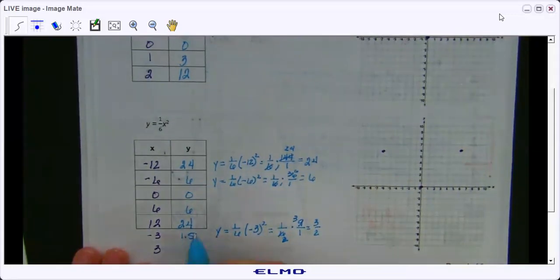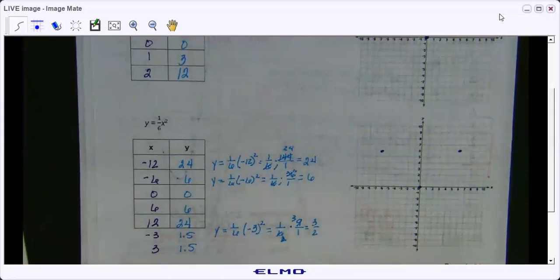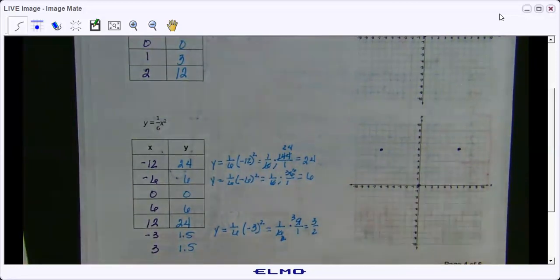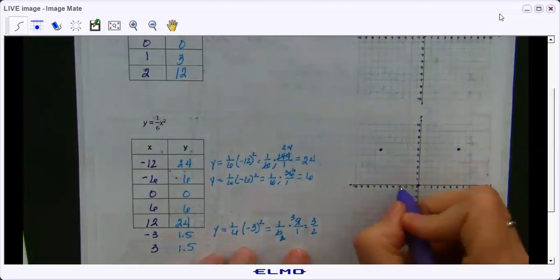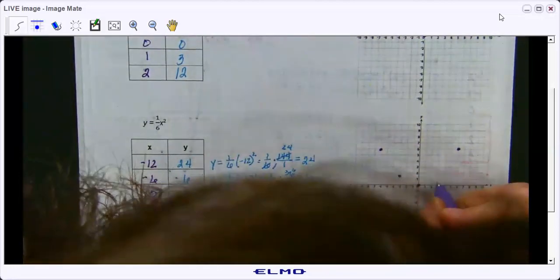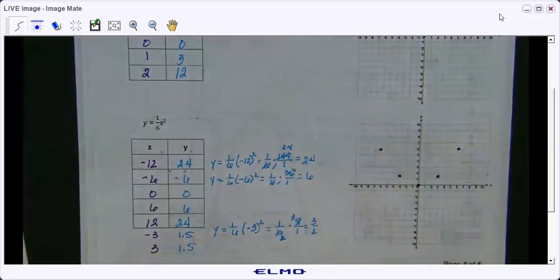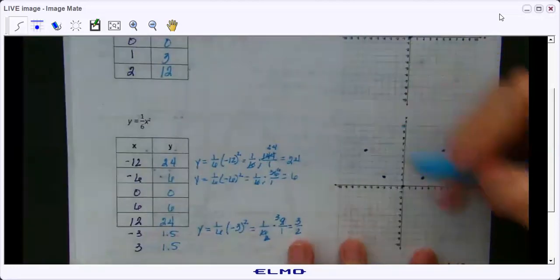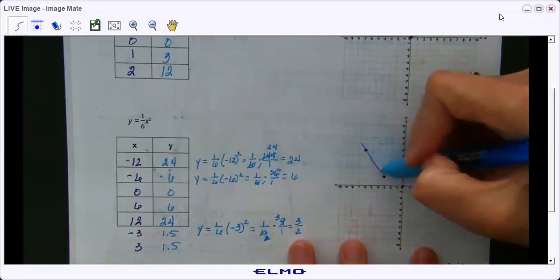Okay. So now I have (-3, 1.5) and (3, 1.5). So I'm going to go over here and graph these two ordered pairs, just to get a better idea of the width of my graph. So I'm going to come over here to -3. Keep needing to put on my glasses. So -3 and 1.5, and then 3 and 1.5. And that gives me an idea of where my line needs to be drawn.